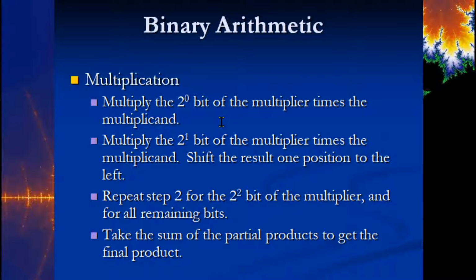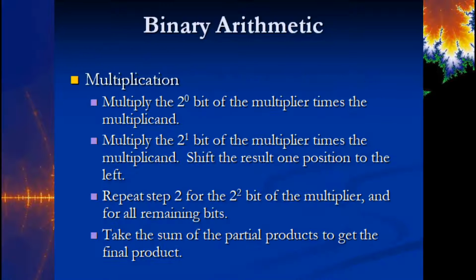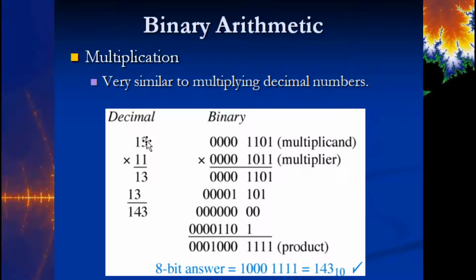Multiplication is, I think, addition and multiplication are the easiest of all these to do. And even the long division is not too bad. But you do binary arithmetic exactly the same way that you would do regular multiplication with decimal numbers. Okay? So it says, multiply the first bit, the least significant bit of the multiplier, times the multiplicand, the whole thing. And then you move over and you shift the result. Okay, I'm going to do a few of these on the board. But here you go. Here's 13 times 11.